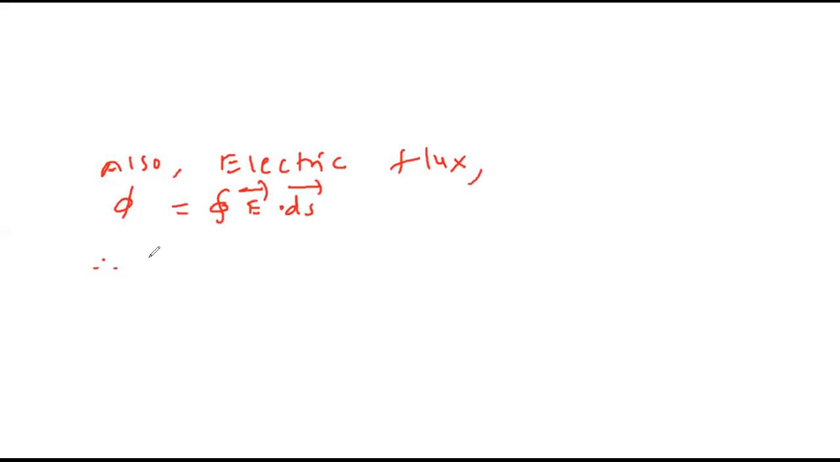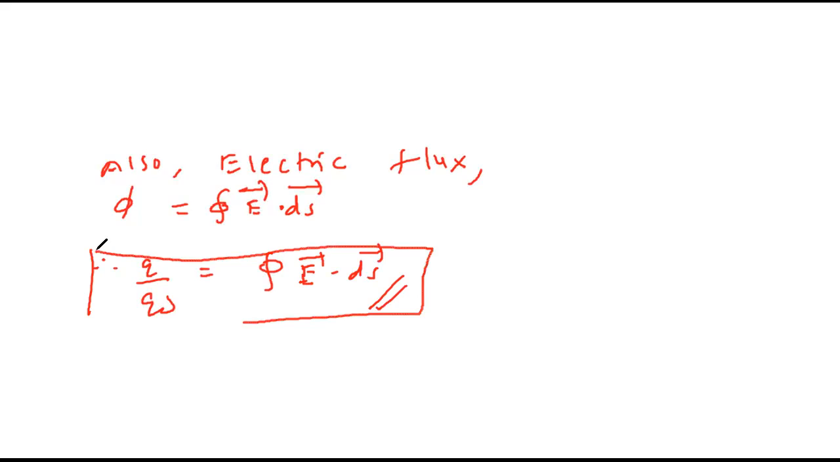Also, electric flux, phi, equals integration of E bar dot ds bar over the closed surface. Therefore, Q upon epsilon naught is the integral of E bar dot ds bar. So whenever they say using Gauss's theorem, find the electric field intensity, we are going to use this formula: Q upon epsilon naught, which is nothing but charge enclosed upon epsilon naught, equals integral of E bar dot ds bar. Okay, write down. Then I am starting with application of Gauss's theorem. Our textbook starts with application of Gauss's theorem.